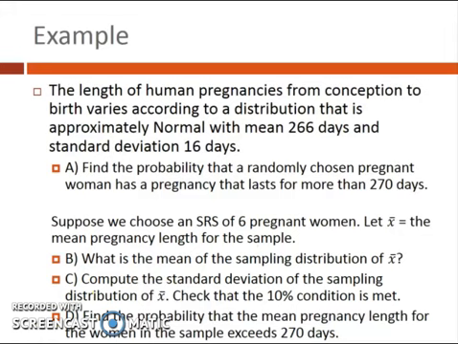So, I think we left off. Suppose we choose a simple random sample of 6 pregnant women. Let X bar be the mean pregnancy length for the sample. Go ahead and figure out the mean of this distribution. Compute the standard deviation while checking the 10% condition. And then also find the probability that the average pregnancy length for the women in the sample exceeds 270 days.